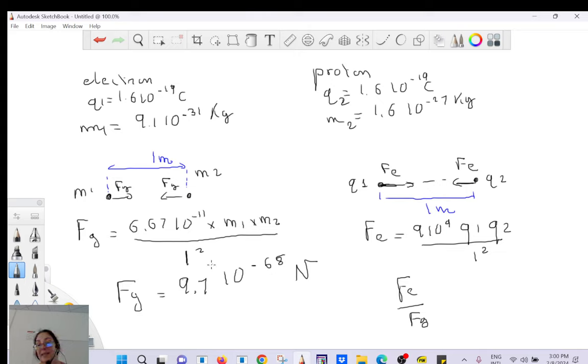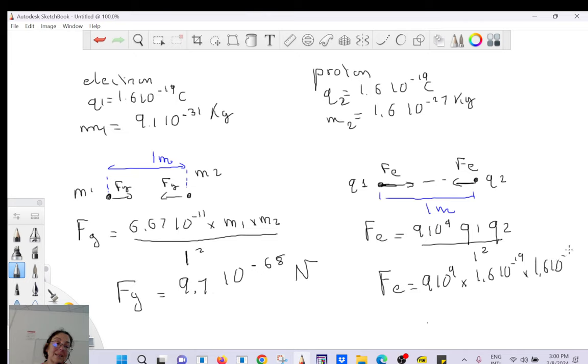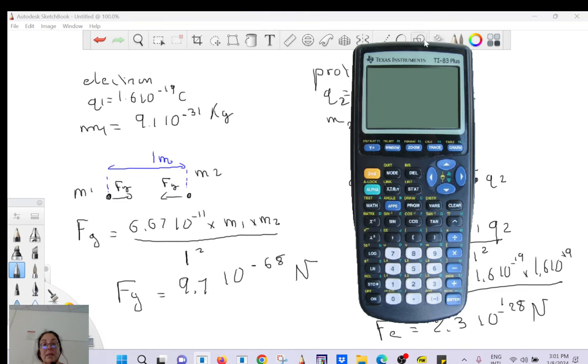Yes? Okay, now let's find the electric force. 9 times 10 to the 9 times the charge, 1.6 times 10 to the negative 19 times 1.6 times 10 to the negative 19 over 1. So what do you get? 2.3 times 10 to the negative 28 Newton. Okay? So can you see how this one is so much smaller compared to this one? So if you want to find the ratio, let's find the ratio.